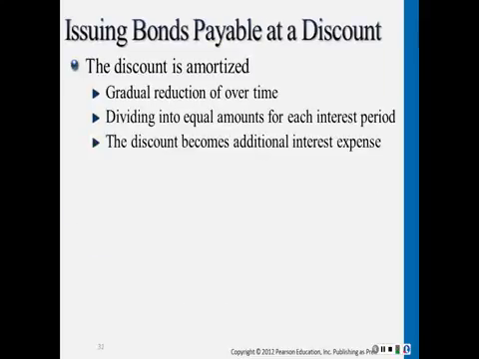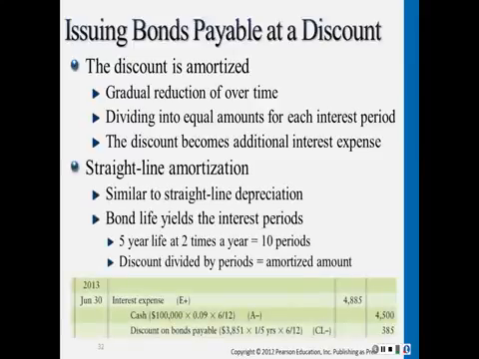What happens to the $3,851 discount? The discount is additional interest expense to Smart Touch. This discount raises the company's true interest expense on the bonds to the market interest rate of 10%. The discount becomes interest expense for the company through the process called amortization, the gradual reduction of an item over time. Amortize a bond discount by dividing it into equal amounts for each interest period. This method is called straight line amortization, and it works very much like the straight line depreciation method.